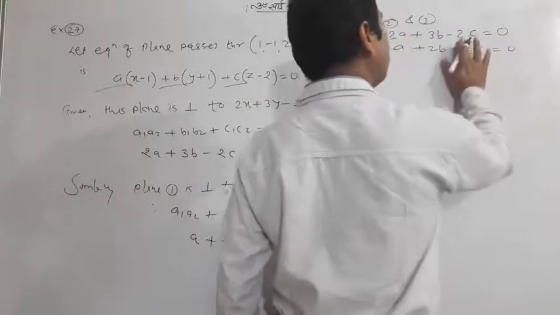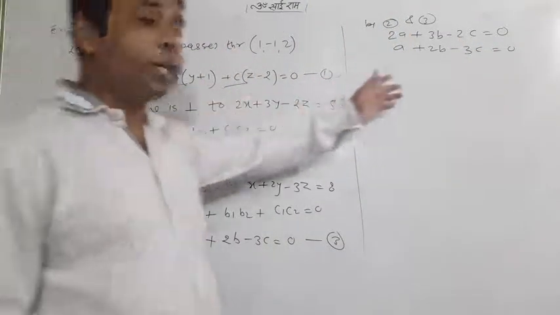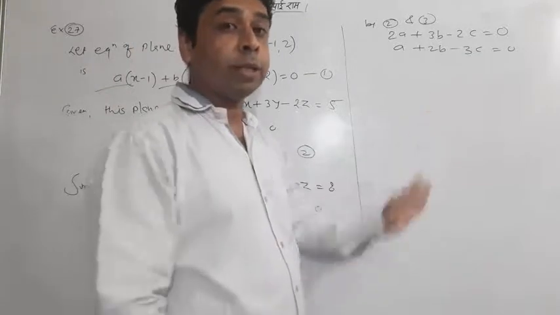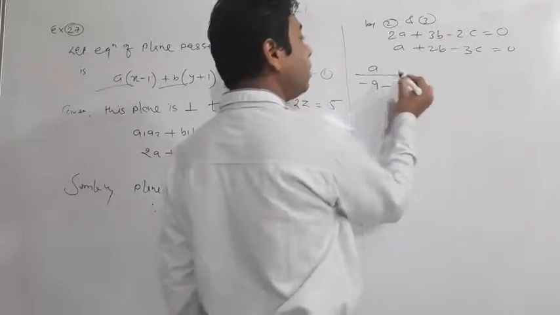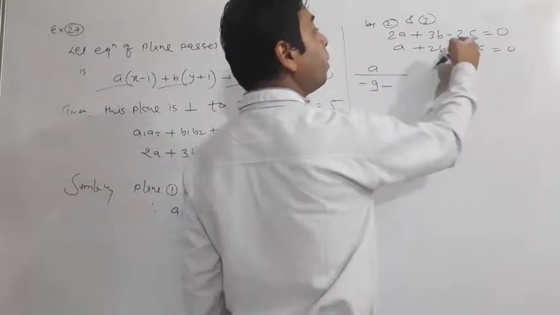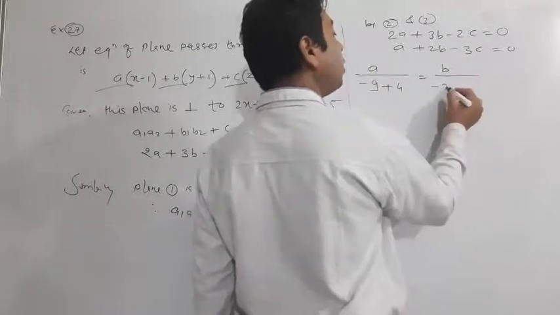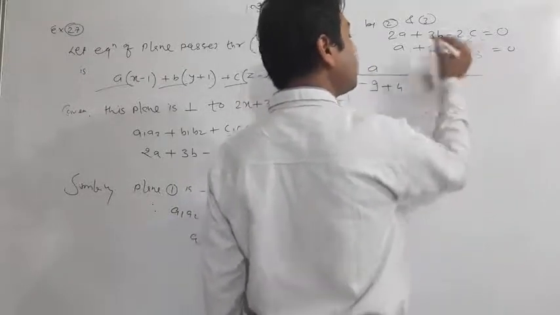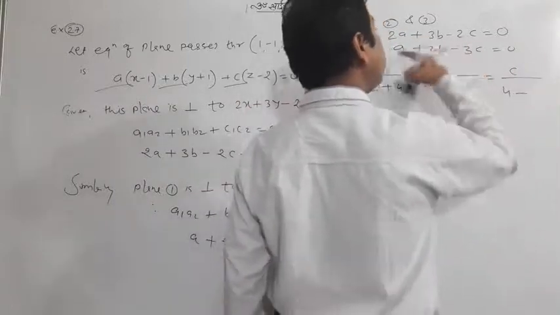Now we have two equations in A, B, C, and we need A, B, C. So how can we deal with it? We will use the cross multiplication method. What is the cross multiplication method? For A, multiply this by this minus this by this. For B, multiply this by this minus this by this. Minus 6 means plus 6. For C, multiply this by this, 4, and this by this.